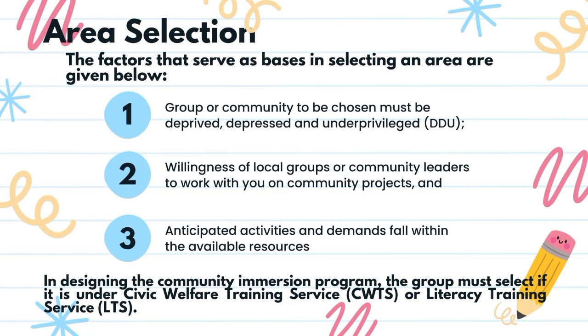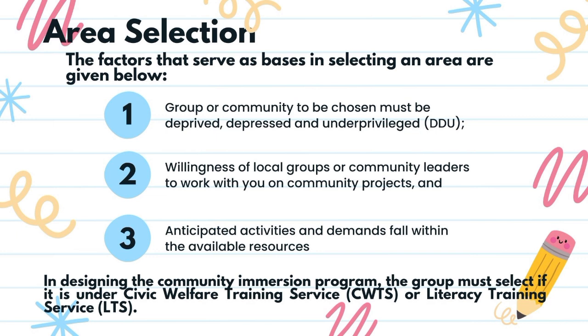Now, how to choose a community or the area selection. When you are planning a community immersion, the group needs to choose a place or community where they will help and serve. There are 3 important things to think about when picking the area. First, the community must be in need. The people in the place must be poor, lacking in support and needing help.